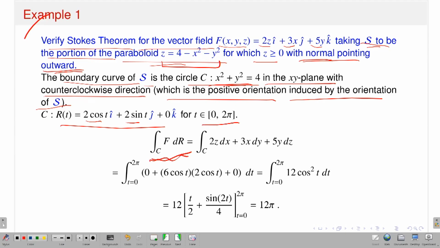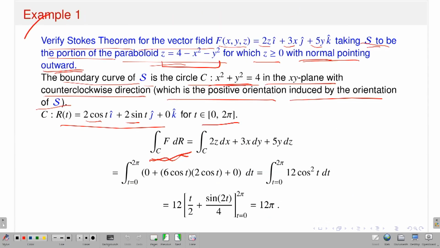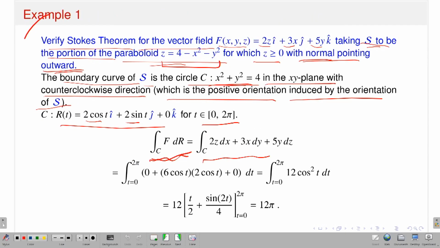Therefore the left hand side, I am talking about the vector line integral of capital F over C, which is integration over C of F dot dr, which is nothing but M dx plus N dy plus P dz, right? So what are my M, N, P? Here M is equal to 2z, N is equal to 3x, and P is equal to 5y. Of course, what is my capital F? It is (2z, 3x, 5y).